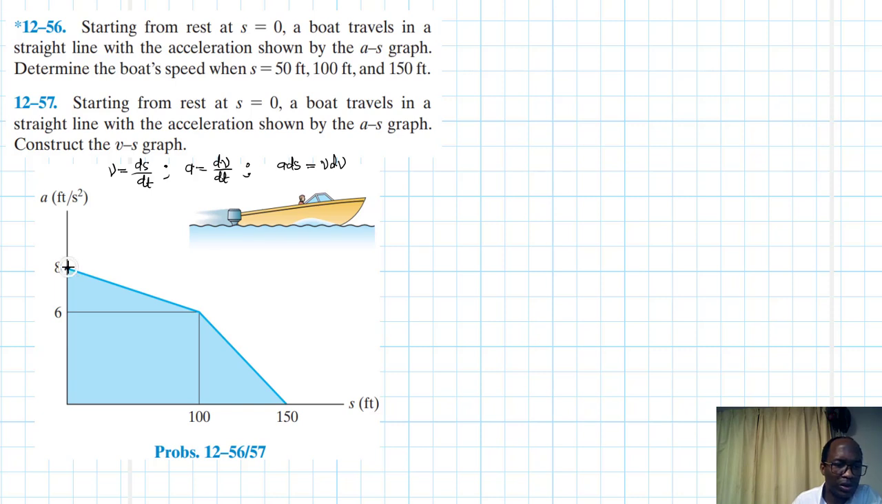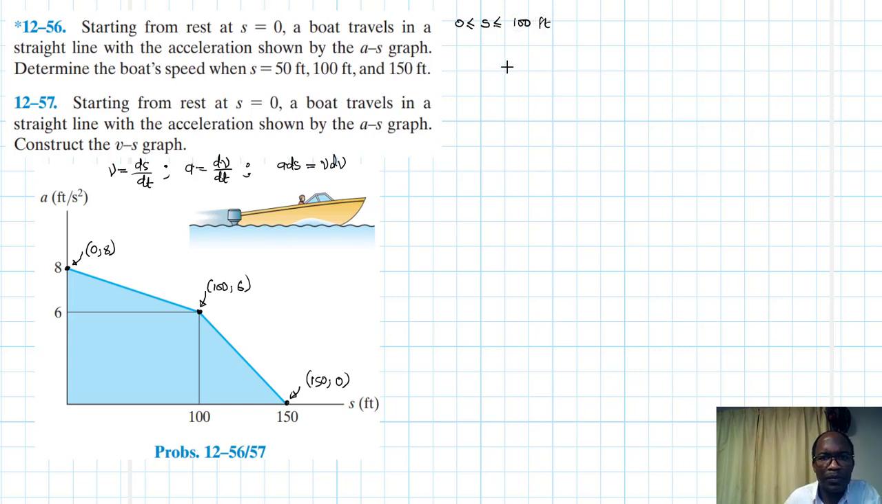Let me just show the coordinates for this. This is 0,8. I will need to use them later on to develop the equations for these two intervals, and this one is 100,6, and this one is 150,0. So let's find the equations for the intervals 0 to 100 and 100 to 150. Sorry, this is s and not t. So this is from 0 to 100 feet.